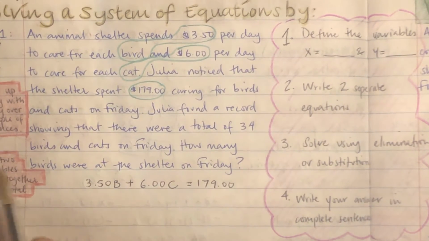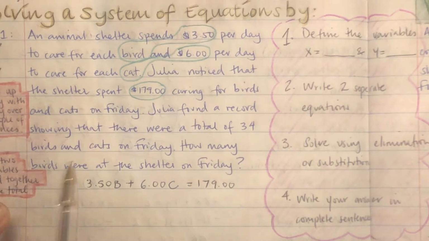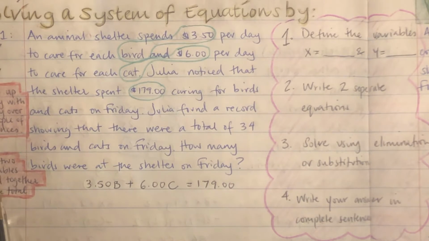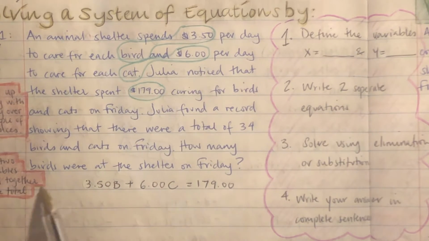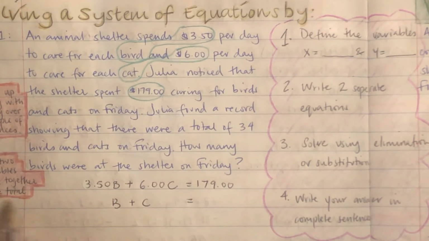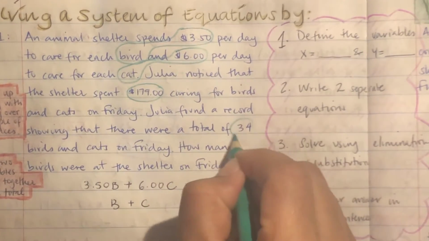My second one is that the two variables added together are going to give me my total. Now, they're not going to give you that, they're just going to give you the total. So what are my two variables? It's B and C. Add them together, so B plus C is going to give me my total. And I'm just looking for the last number. Bam, bam, bam, 34.